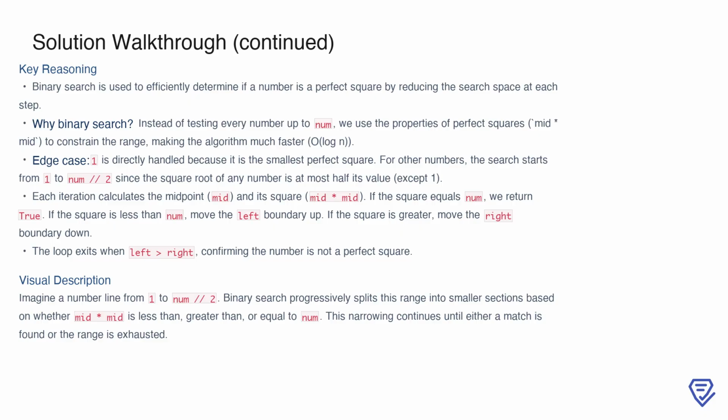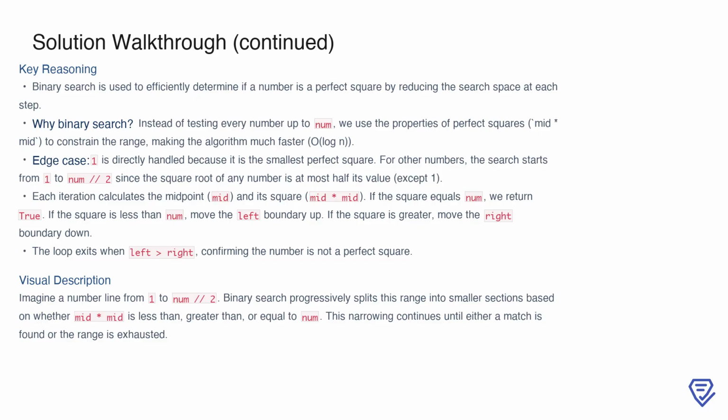Binary search is the core of this solution, allowing us to efficiently determine whether a number is a perfect square. Instead of testing every number up to number, we leverage the properties of perfect squares to significantly reduce the search space. The key idea is to calculate the square of the midpoint, mid * mid, and compare it to number. If the square matches number, we return true.